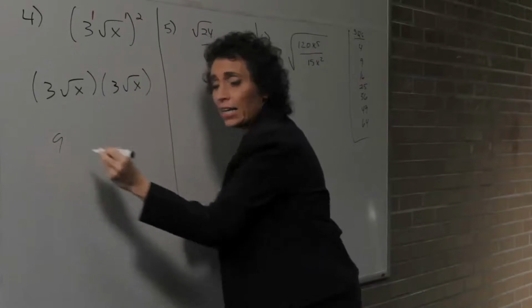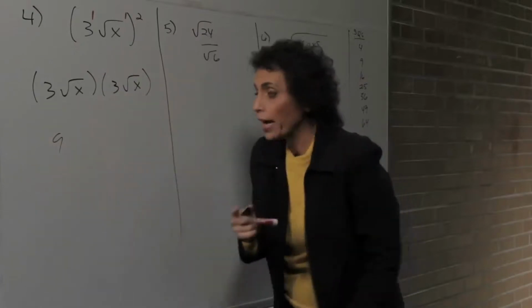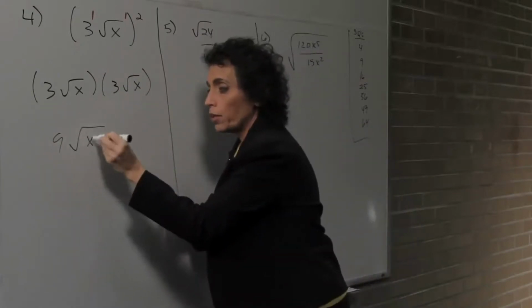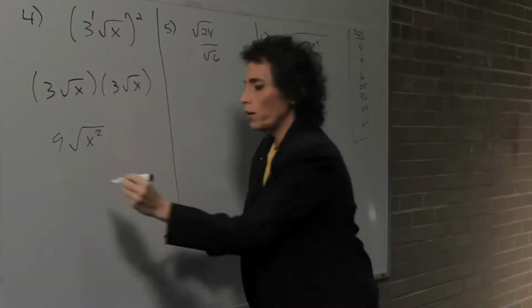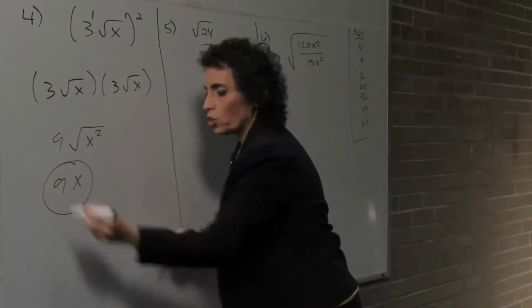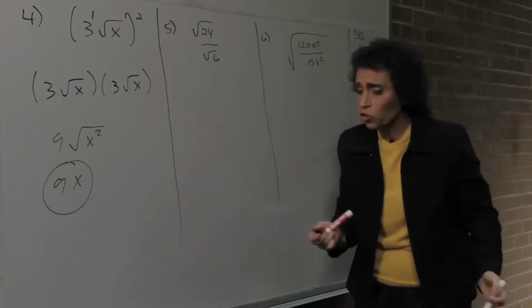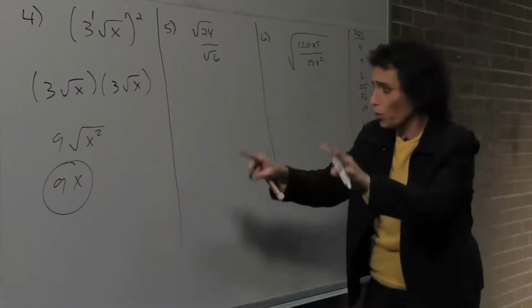And we get 9. We know the square root of x times square root of x should be x, because that's x times x, x squared, which is just 9x. You're done. But if you know some little shortcuts, great. If you don't, and you don't know when to use it, don't do it. Just do it the long way.